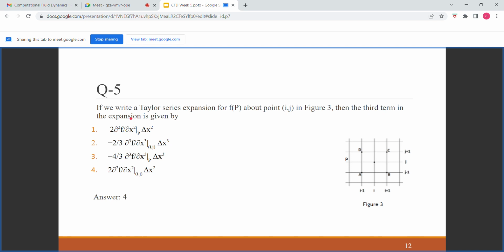And it is asked what is the difference between option 1 and 4? Option 1 is given at point P and option 4 is given at point i comma j. Since the question mainly focuses on point i comma j in figure 3, the answer to this question is option 4, that is 2 times dou square f by dou x square at i comma j into delta x square.